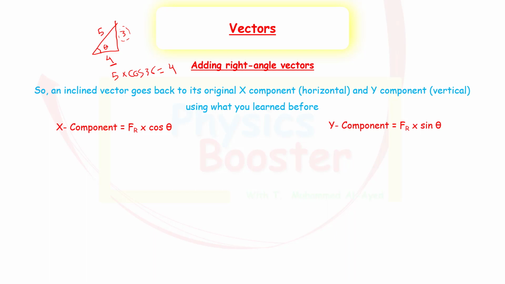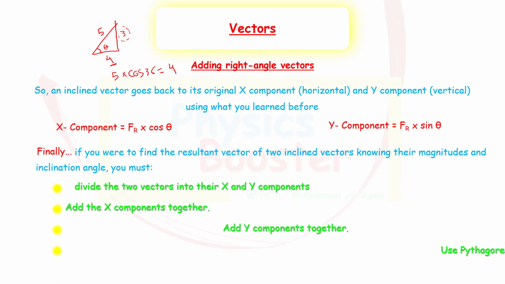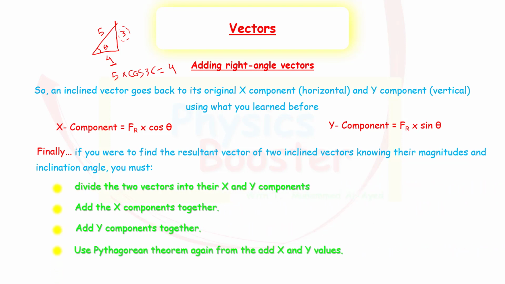Now, that answers the question we just asked ourselves. How can I add two vectors if they were not at a right angle to each other? Well, this is done simply by finding the x component and the y component for each vector, then adding them together. So I put them in steps so you won't forget. If I were to find the resultant vector of two inclined vectors, knowing their magnitudes and the inclination angle, I will do the following. First of all, I will divide the two vectors into their x and y components using these equations. Fr multiplied by cosine for the x component and Fr multiplied by sine for the y component. Second, I will add the x components together and I will add the y components together.